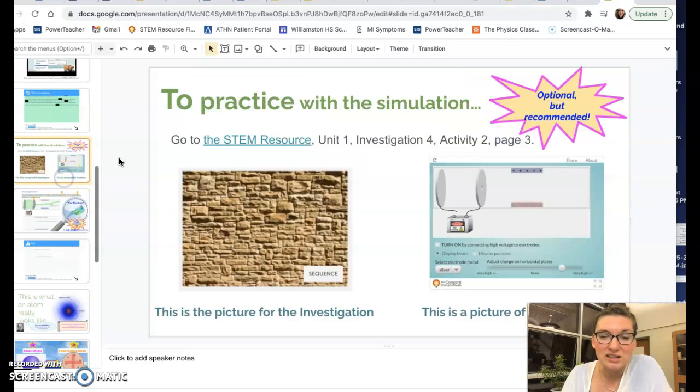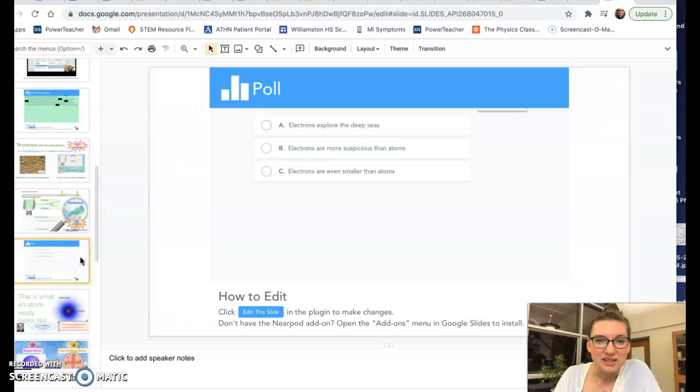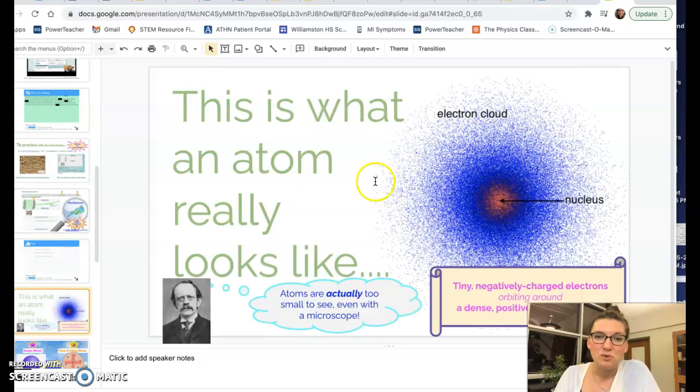If you would like to practice with that simulation, which I would recommend before the test, you should go into the Concord STEM resource, Activity Investigation 4, Activity 2, page 3, and you can play with the cathode ray machine and see how that impacts those rays. When we talk about electrons as subatomic particles, what that means is that they are even smaller than atoms. They are very small. So we now know that this is what an atom really looks like.